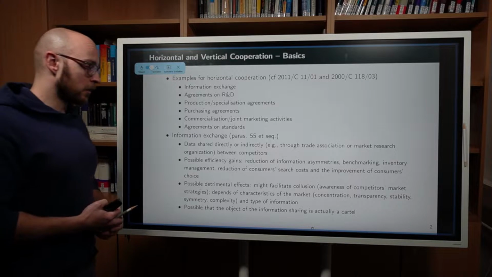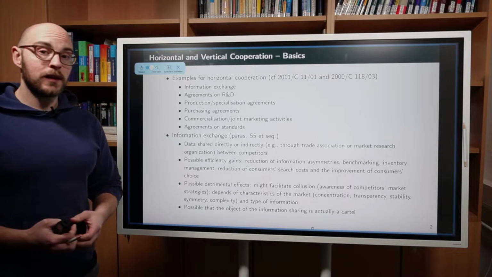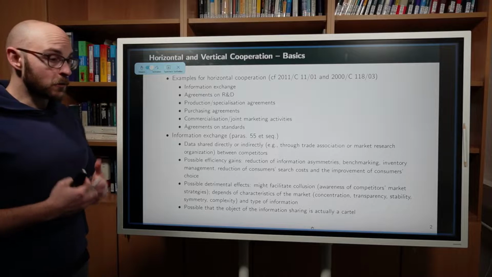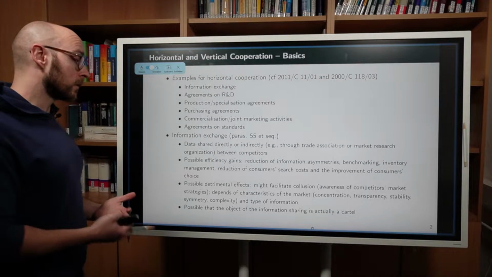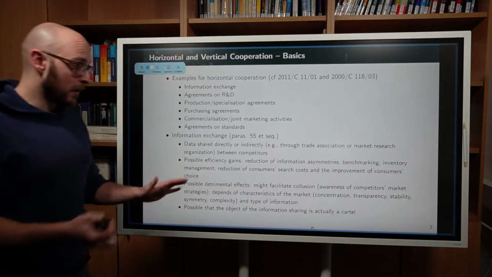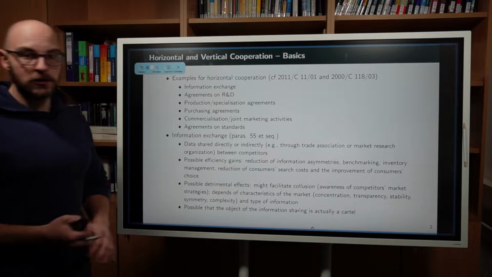There's a recent paper of Joe Harrington in IJO where he pinpoints that. So we basically don't really know for sure right now against economic theory what this actually means, reducing strategic uncertainty. So what we have in practice is that this depends on the characteristics of the market and of the type of information that we share.